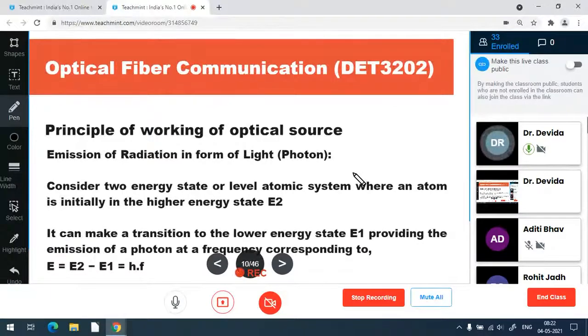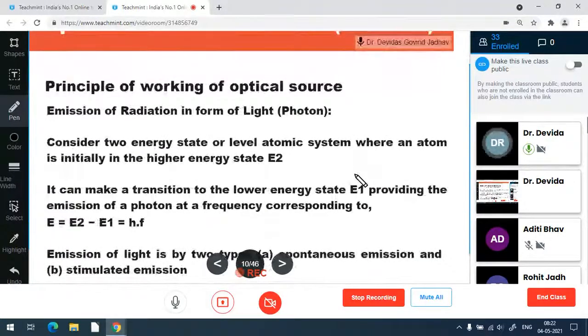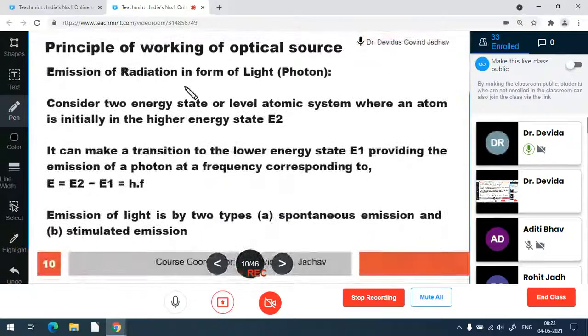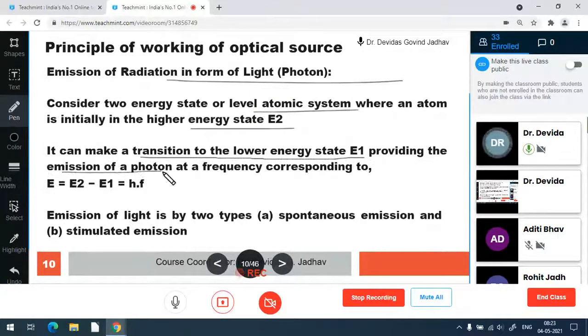Principle of working of optical source is emission of radiation of the light photon. Consider again two level atomic system, an atom is in the higher energy state. To make the transition from higher to lower energy state, it provides the emission of the photon.